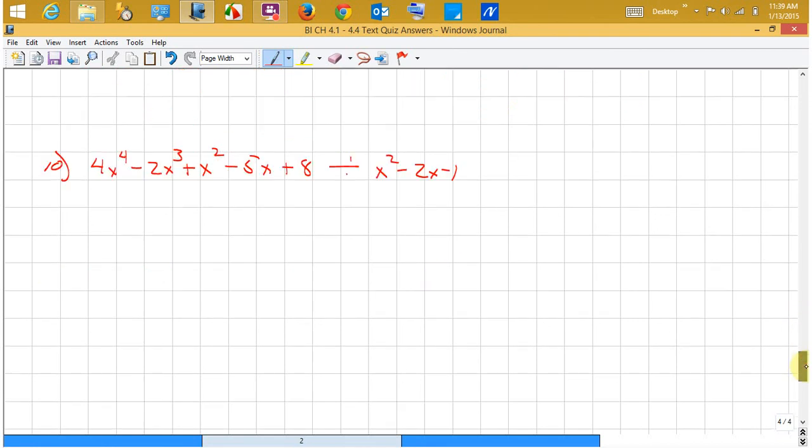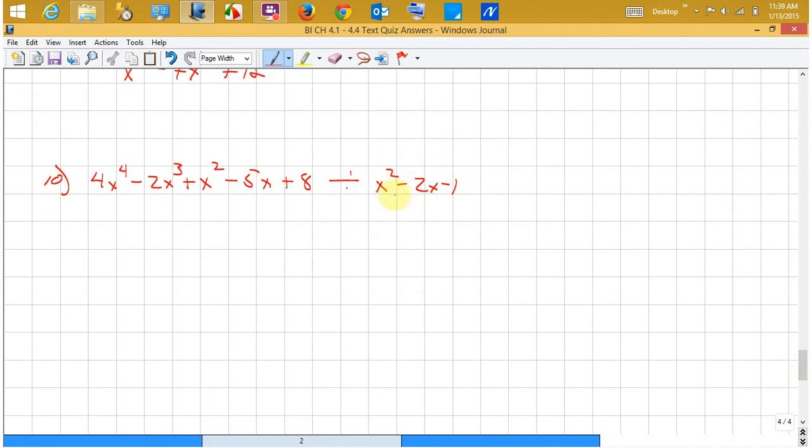Okay, that'll have to be long division because look what I'm dividing by. It's not a simple thing like x minus 5, x plus 5. So let's go ahead and do that division. So I have 4x to the 4th minus 2x cubed plus x squared minus 5x plus 8. And let's make sure I have all the terms. And I don't have to add a 0. 4, cubed, squared, 1, 8. Okay, so I got them all.